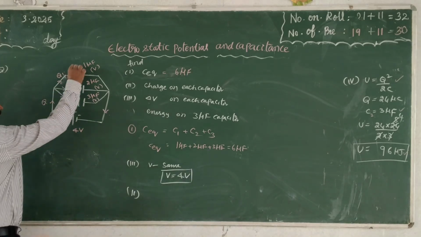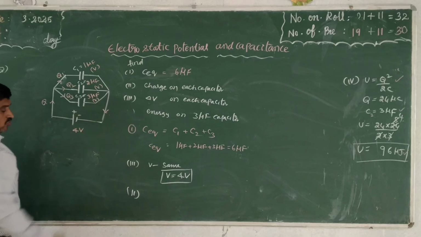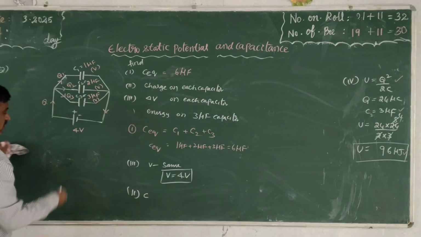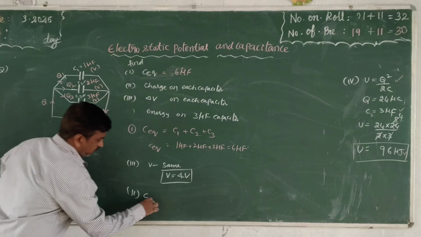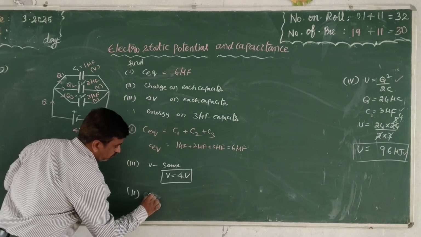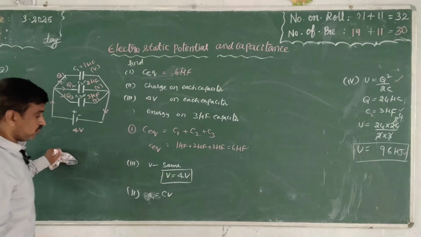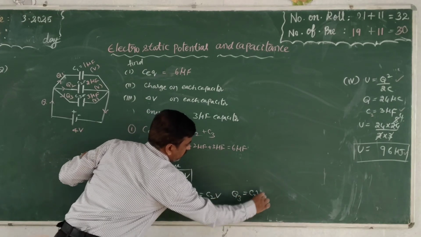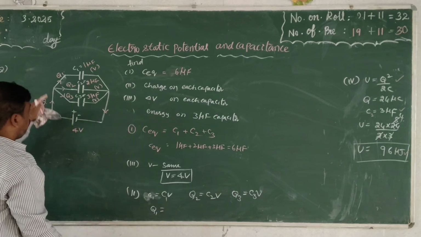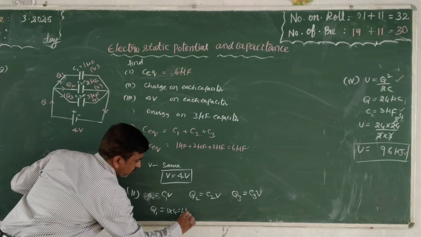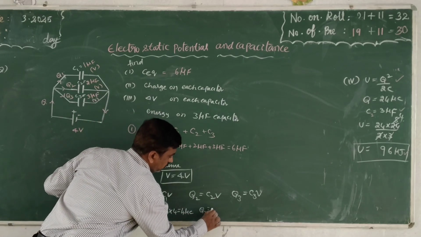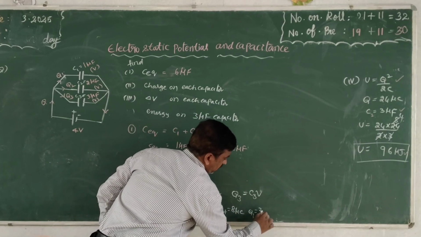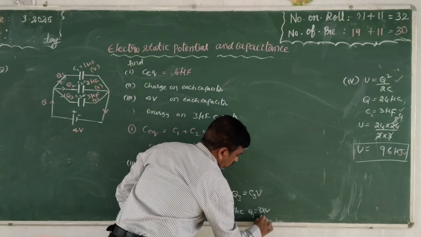Now this is C1, this is C2, this is C3. For C1, capacitance equals Q by V. Here we want Q1, so Q equals C into V. So Q1 equals C1V, Q2 equals C2V, Q3 equals C3V. Q1 equals 1 times 4, so we get 4 microcoulombs. Q2 equals 2 microfarads times 4, 8 microcoulombs. Q3 equals 3 times 4, 12 microcoulombs.